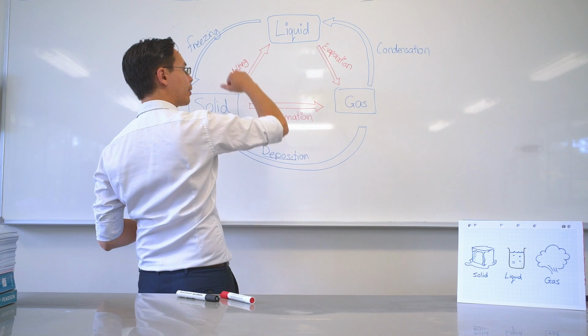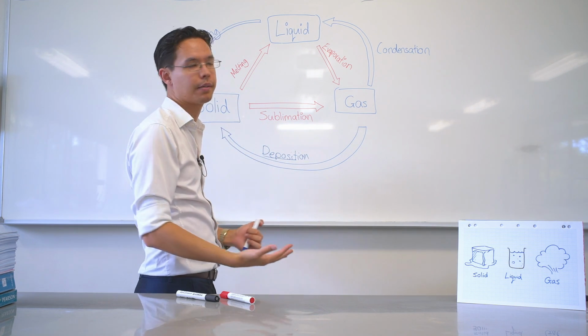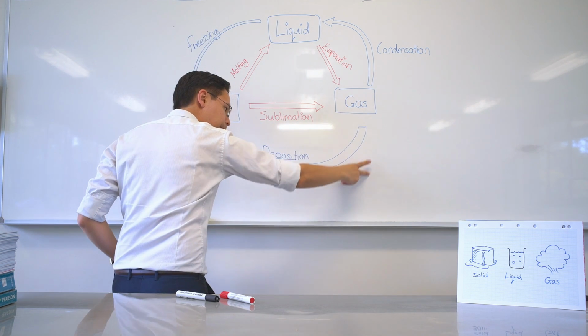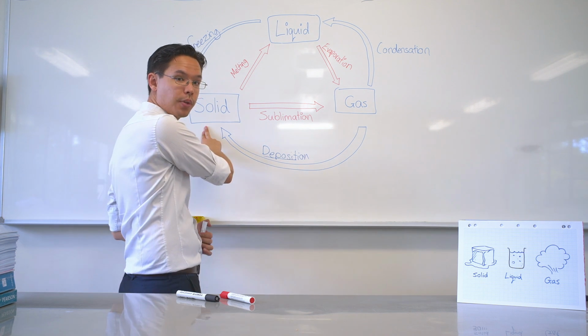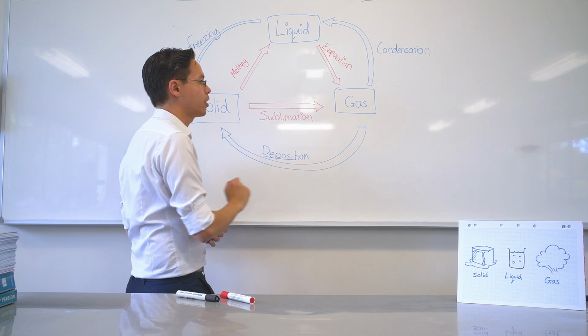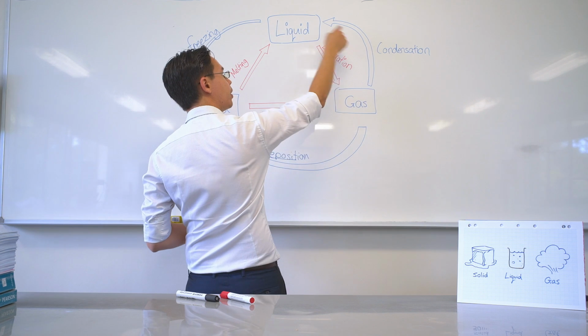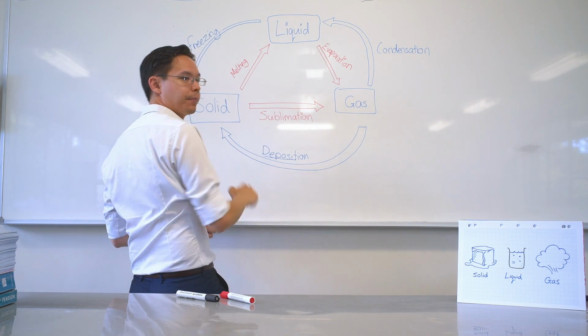If you follow the blue arrows, that's what happens when you cool things down. So you cool down the gas. Some occasions it could go down into a solid state straight away by deposition, or in most materials it'll go through the condensation and then through freezing.